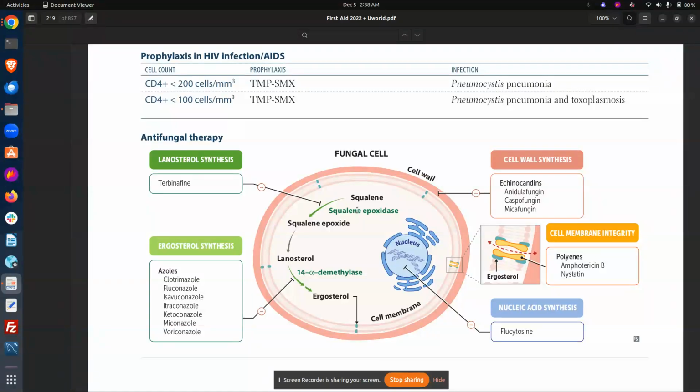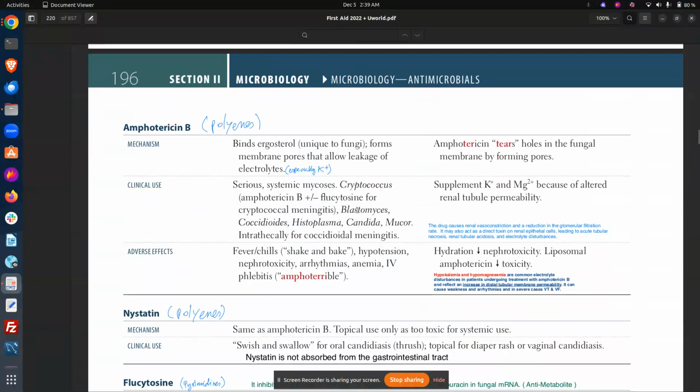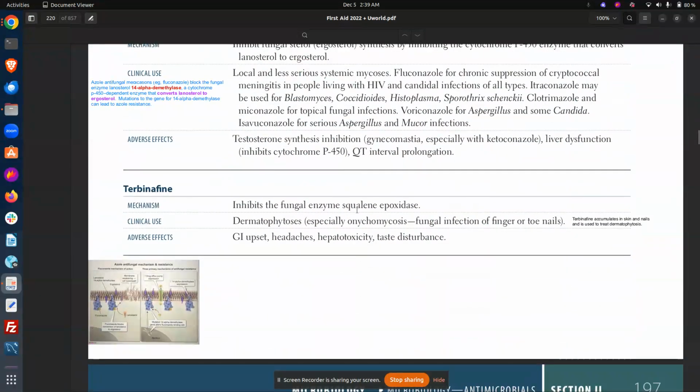Terbinafine is the class of antifungal drug that inhibits squalene epoxidase. It inhibits the enzyme squalene epoxidase. What happens when it inhibits squalene epoxidase? Squalene cannot be converted into squalene epoxide, and then squalene epoxide cannot get converted to lanosterol and then ergosterol, and then the fungal cell membrane will be affected. Okay, so we'll talk about terbinafine first. What is the mechanism of action of terbinafine? It inhibits the fungal enzyme squalene epoxidase, so squalene epoxide would not form.